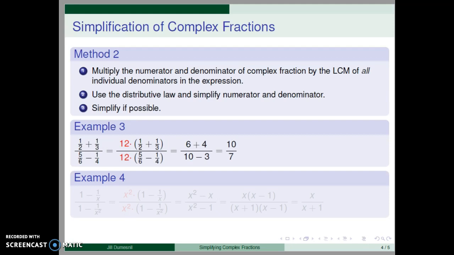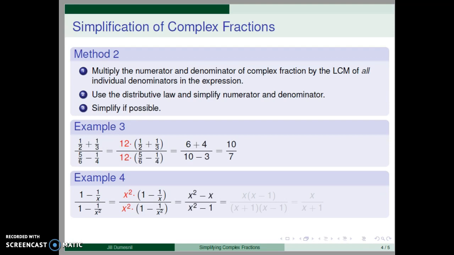Let's simplify the complex fraction with numerator 1 minus x and denominator 1 minus x squared. The least common multiple of all the denominators is x squared, so we multiply the entire complex fraction by x squared over x squared.